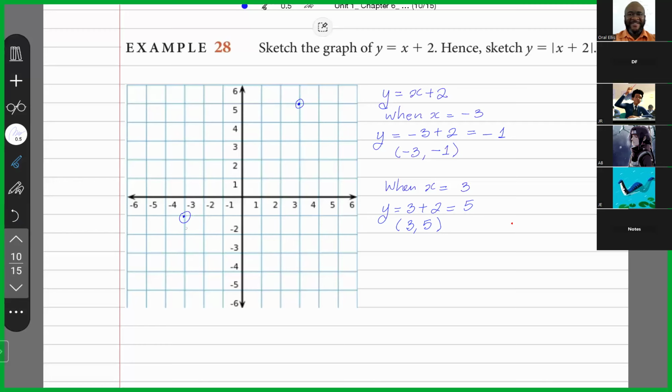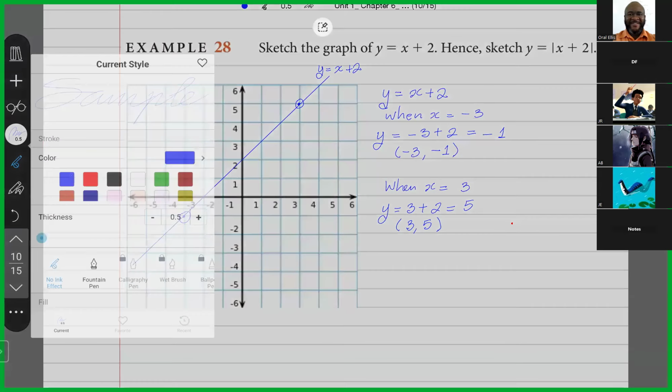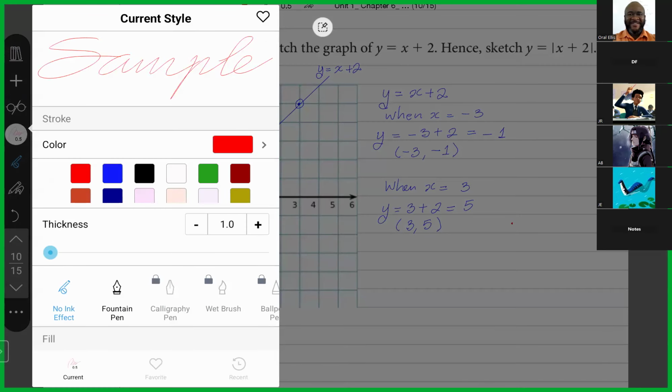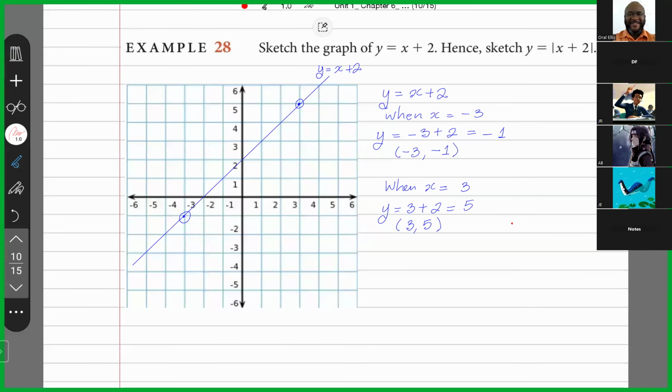All right, so let's draw a straight line through our two points, because remember, the graph of a linear function is a straight line. So this was perfectly done. This is the graph of y is equal to x plus 2. All right, so let's change the color now. We're now going to draw the graph of y is equal to the mod of x plus 2. And that one I'm going to draw red.